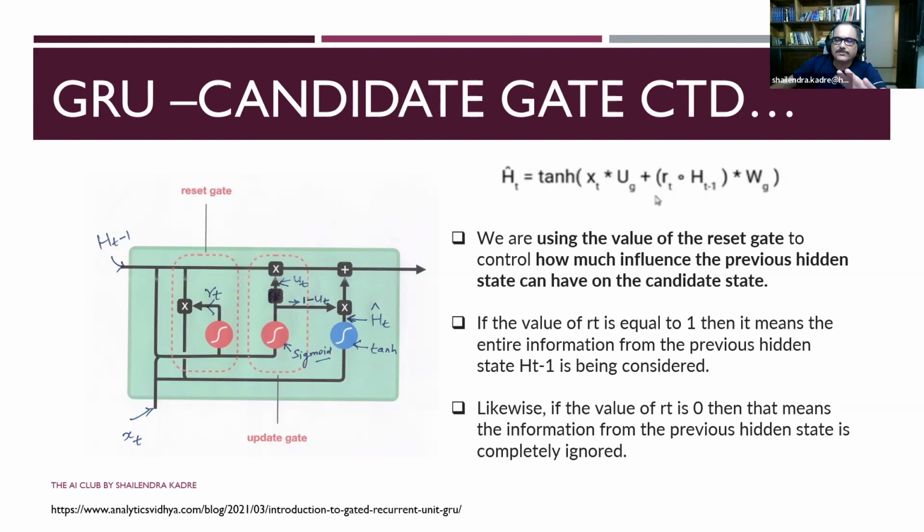So this is the function of RT. RT is a fraction which decides how much of HT minus 1 we have to consider. It can be 0, it can be 1, or it can be between 0 and 1. How much of the previous time step we have to keep and how much we have to forget is decided by RT.